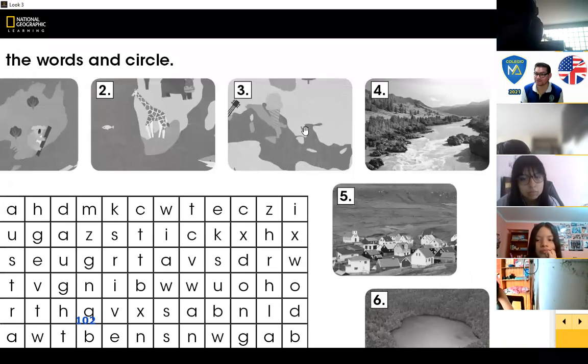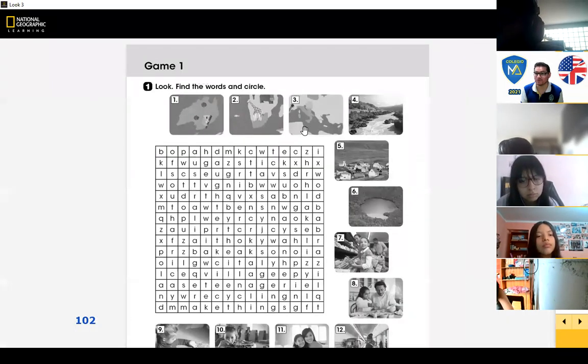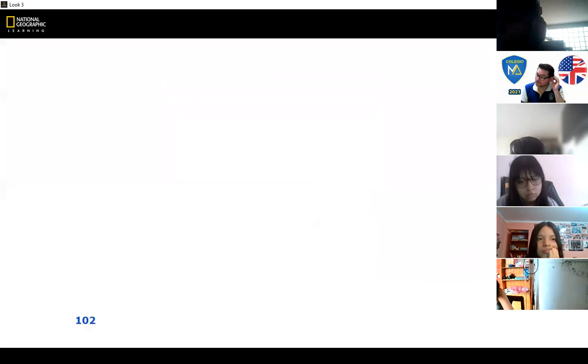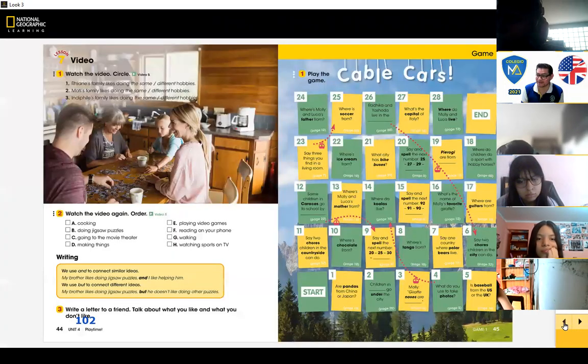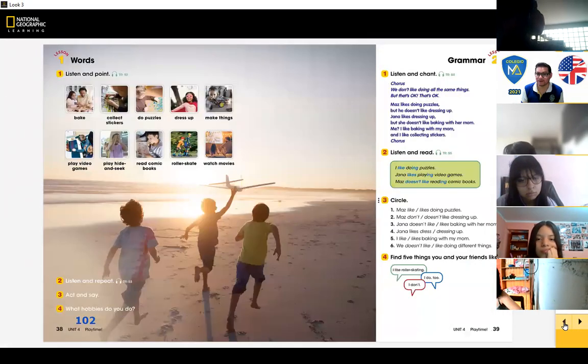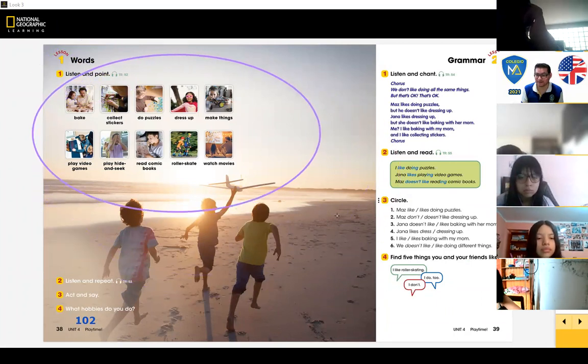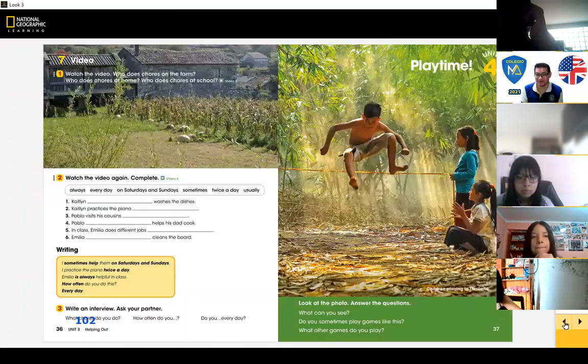Esto te vas a acordar, chicos. Esto es el review. Esto es como un consolidado de todo lo que hemos estado aprendiendo. Aquí hay diferentes palabras. ¿Dónde vas a encontrar? ¿De dónde te vas a guiar? De aquí, mira. Cada unidad tiene la parte en la que dice words, ¿verdad? Aquí está. ¿Ve? Entonces, de aquí vas a sacar algunas palabras para esa sopa de letras.